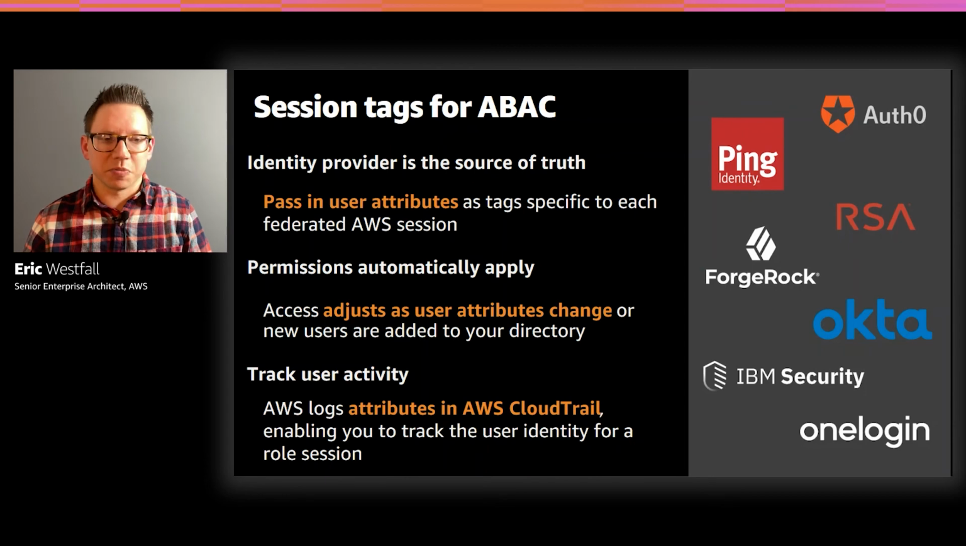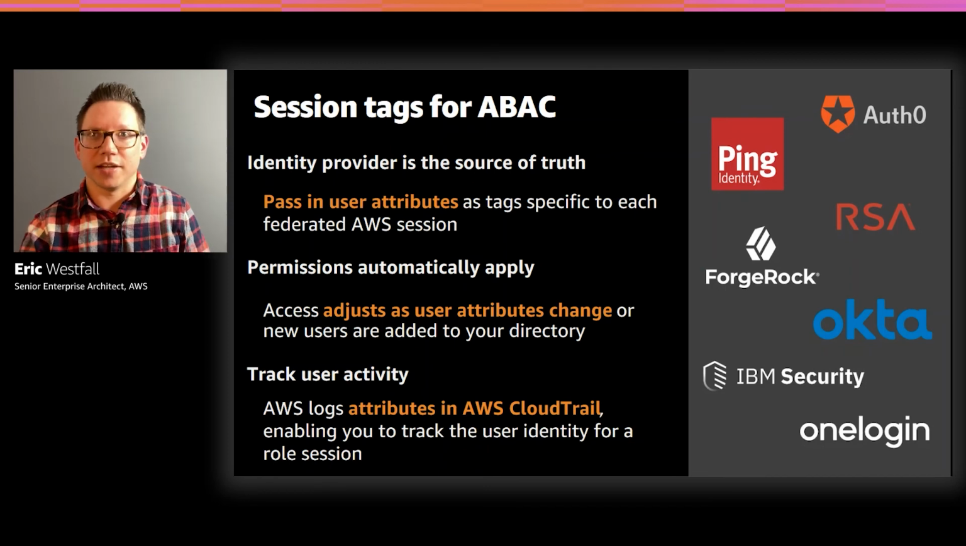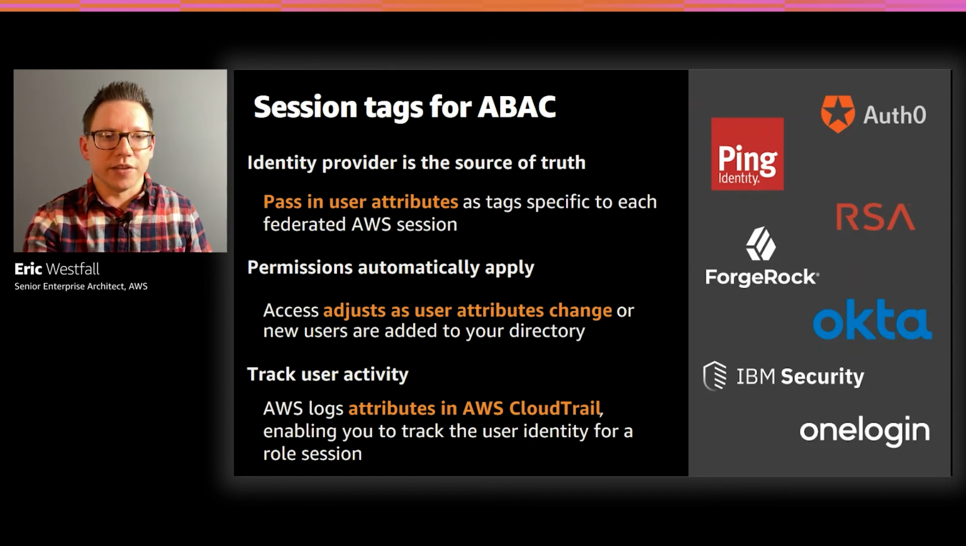As I mentioned before, those permissions are automatically going to apply based on attribute changes. So if I suddenly move from the green project to the blue project and somebody updates my user in AD, my permissions change dynamically. The next time I log in, I'm going to only have access to the resources that match my attributes, and nobody had to go in and change that permission for me inside AWS. And there are a lot of different identity providers out there today that are supporting these session tags and this ability to do attribute-based access control.